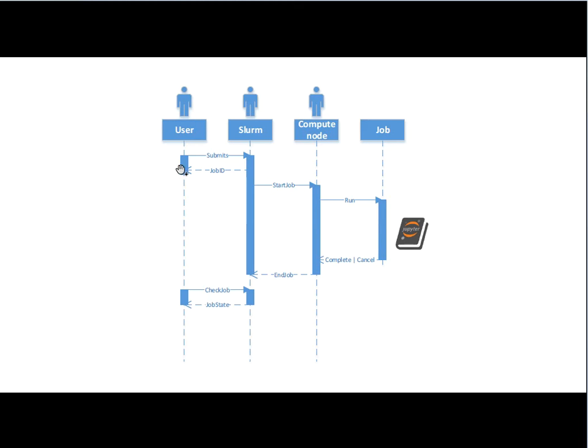Here's a different view of the same workflow. We log in first, assuming we're already logged into the head node. A user will submit a job, and then Slurm will respond with a job ID. The job will eventually start on a compute node assigned by Slurm that will satisfy the resource request that you have included in your job script. At that time, the compute node will just go ahead and run your job.